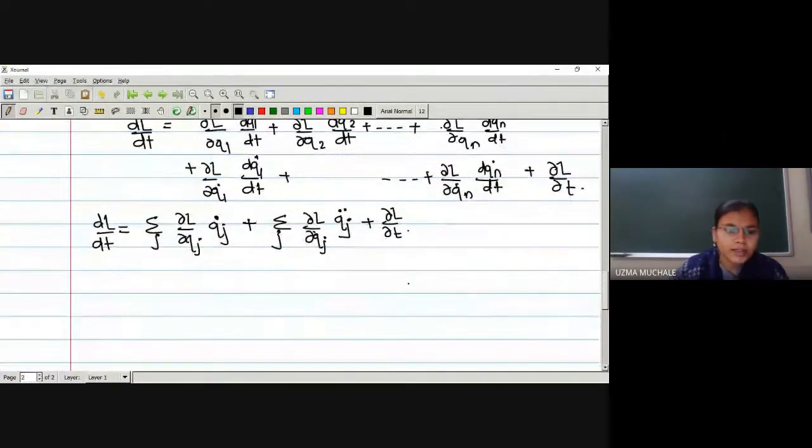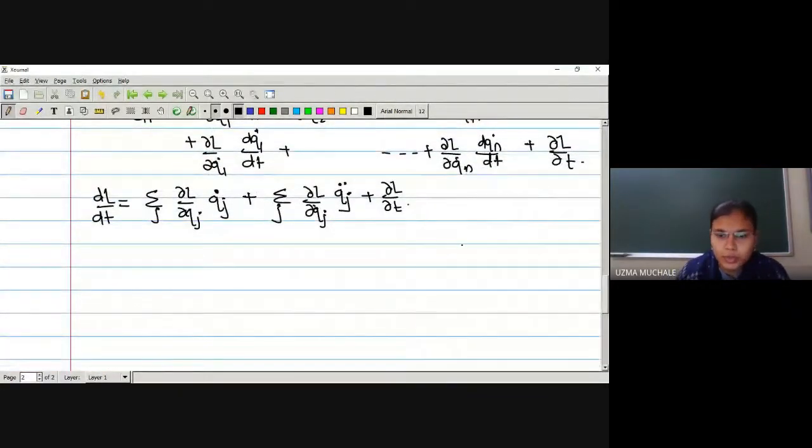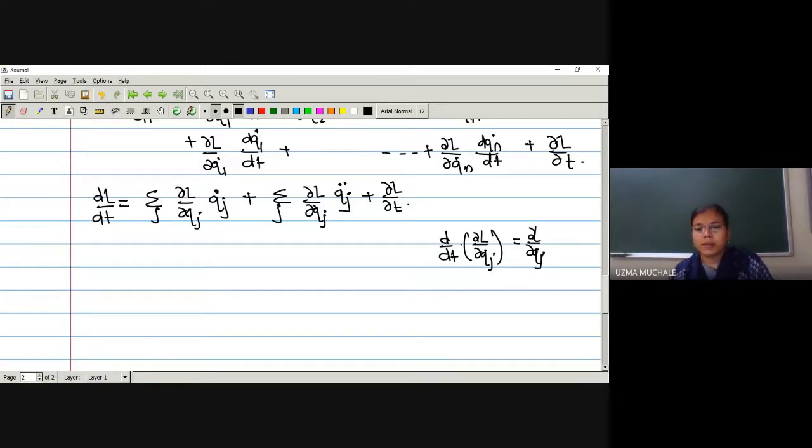What is our Lagrange's equation of motion? Actually, we are now going to use Lagrange's equation of motion. Lagrange's equation of motion is d by dt of dou L by dou qj dot minus dou L by dou qj equals 0, in the case of a conservative system. So this equation is true for all j in the case of a conservative system.